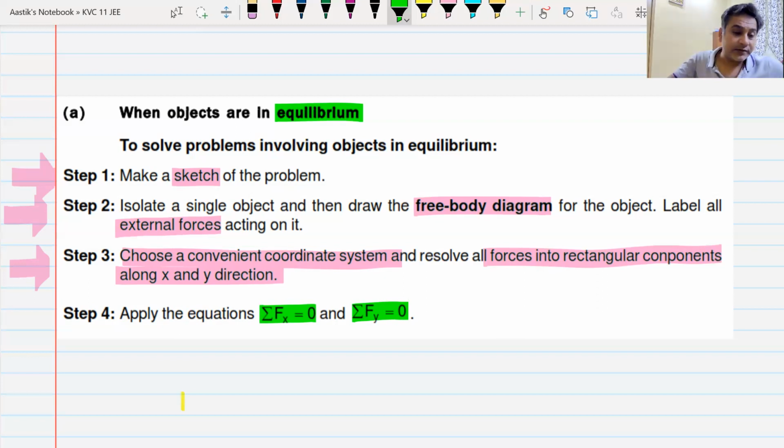So these are the steps that you must follow to solve a problem for translational equilibrium. With these steps, you will get some equations. Once you get those equations, solve them, and you solve the problem.